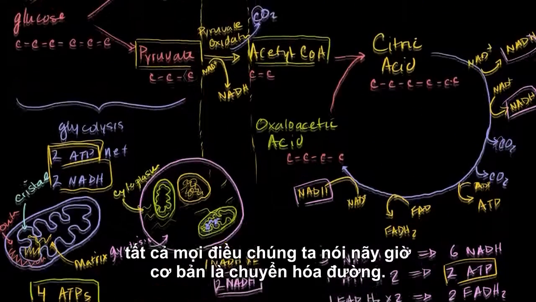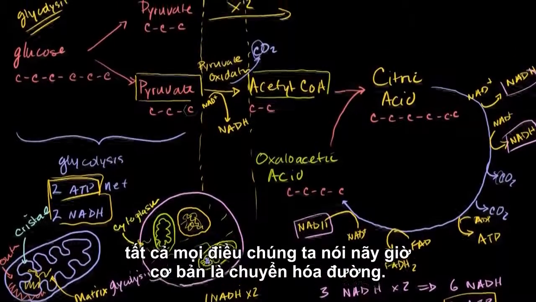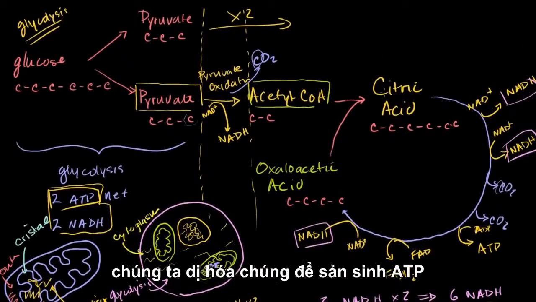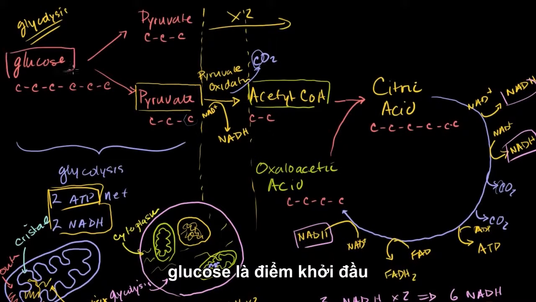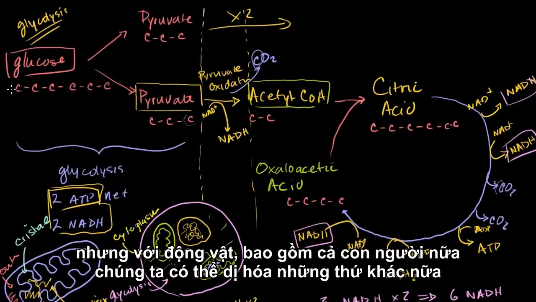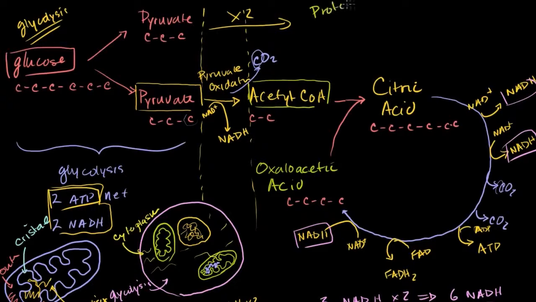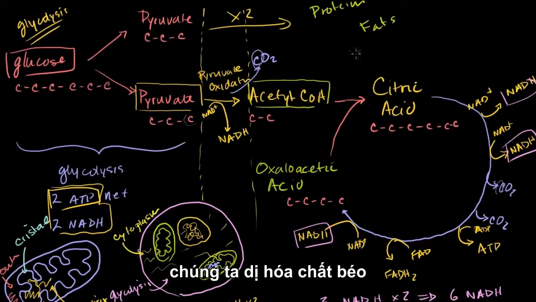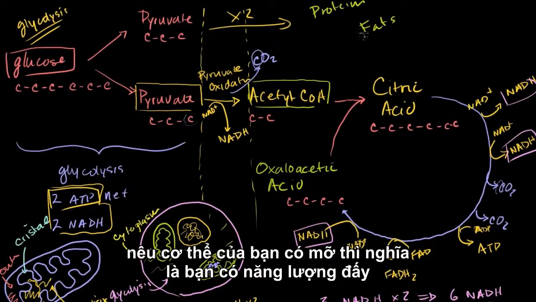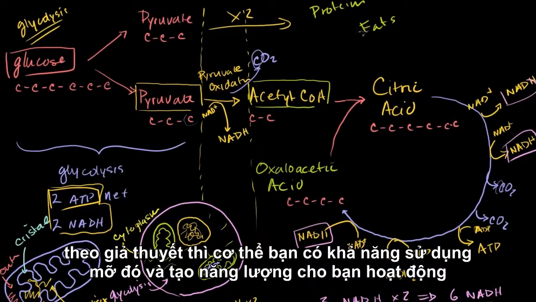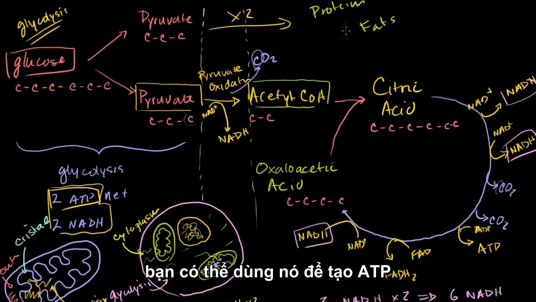Everything we've talked about so far is carbohydrate metabolism, or sugar catabolism, we could call it. We're breaking down sugars to produce ATP. Glucose was our starting point. But animals, including us, can catabolize other things. We can catabolize proteins. We can catabolize fats. I mean, if you have any fat on your body, you have energy. In theory, your body should be able to take that fat and generate ATP.